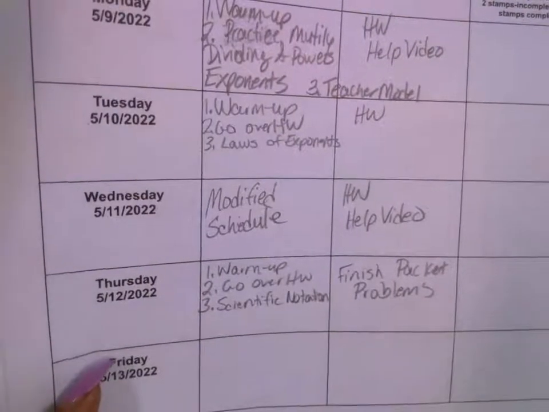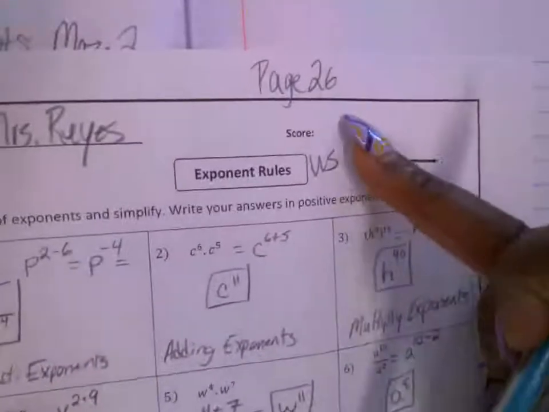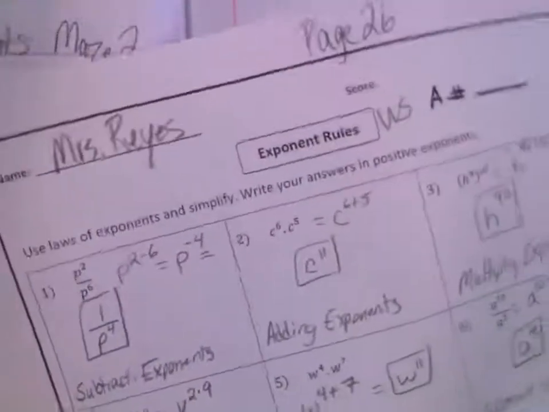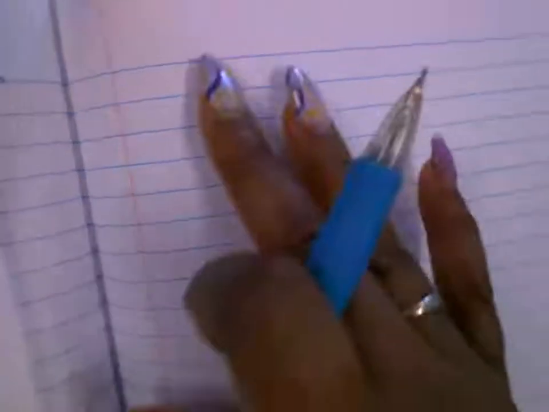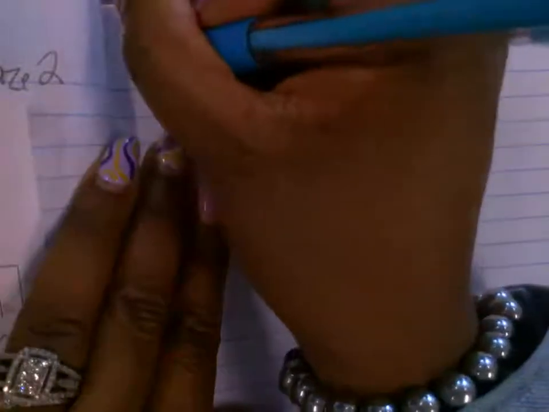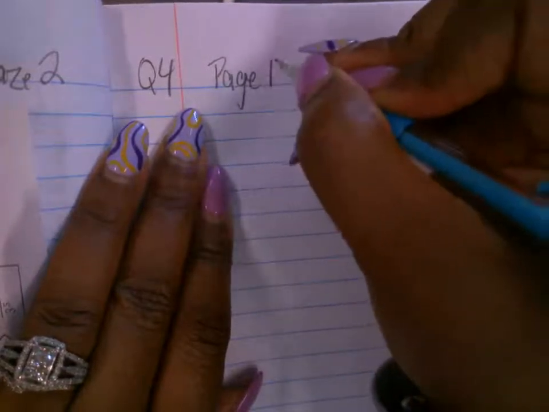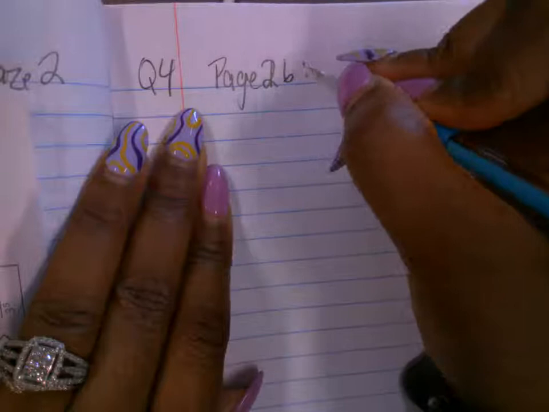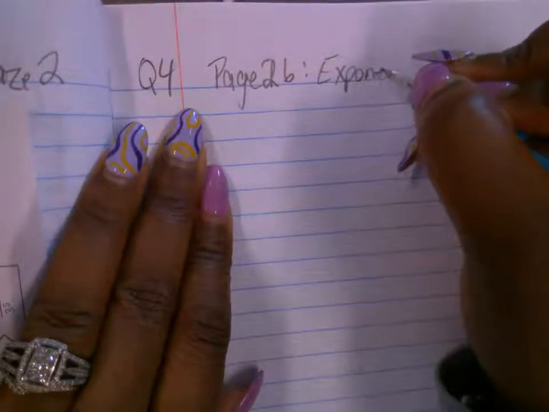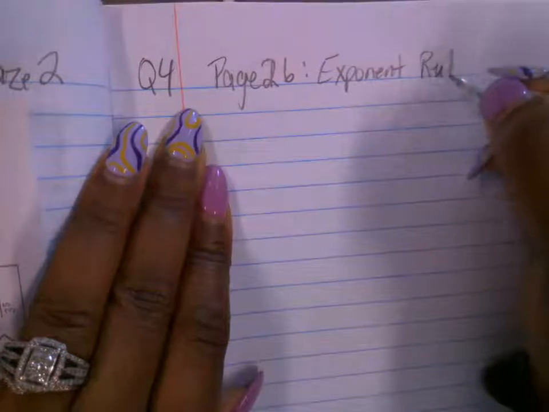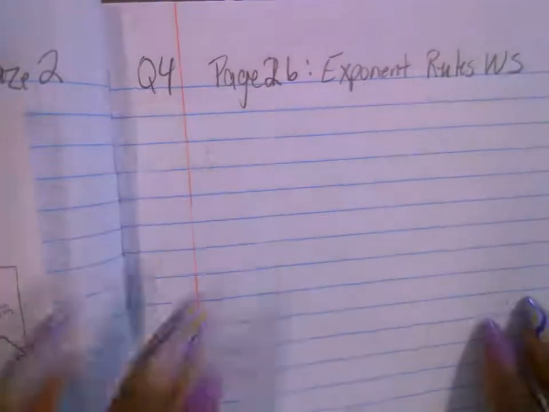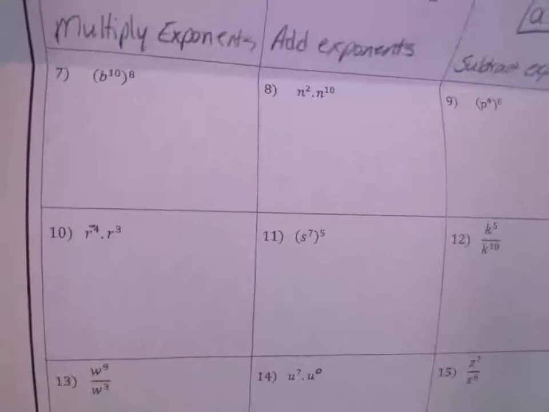And now we're going to do scientific notation. All right, so let's take out our notebook. Remember, this was page 26. Please make sure you paste this down on page 26. And page 26, the title of this page is going to be exponent rules. And if you have to pause, please pause. This is Q4. This was page 26, and it was the exponent rules worksheet. WS stands for worksheet. And that was this, okay?